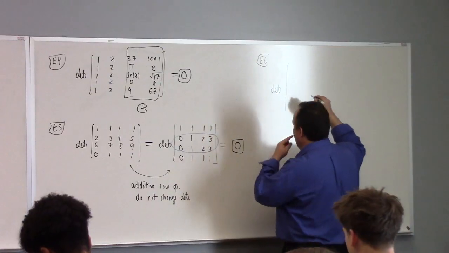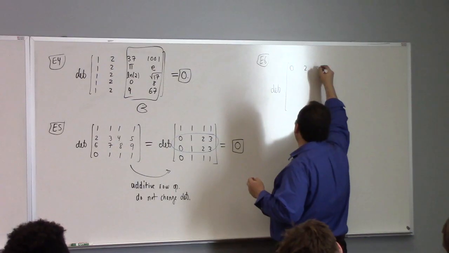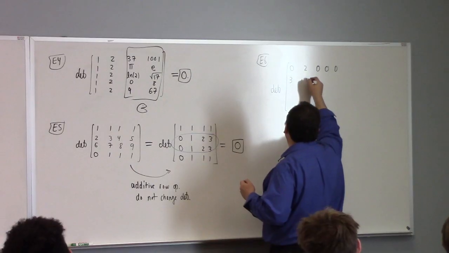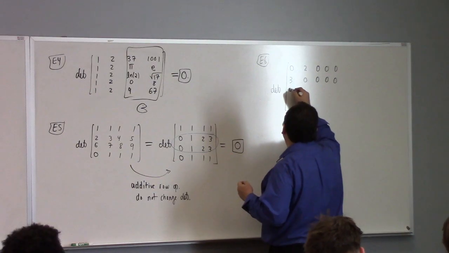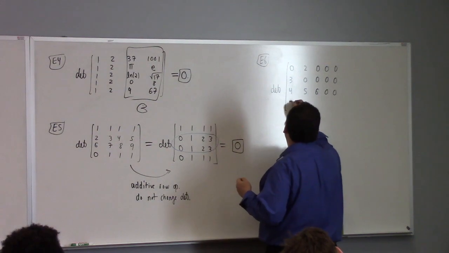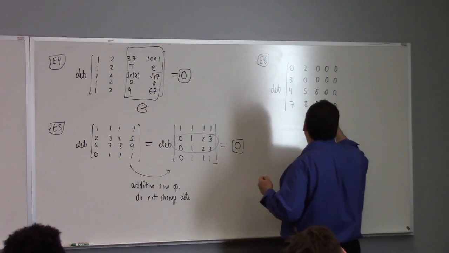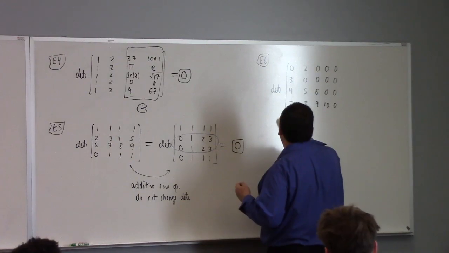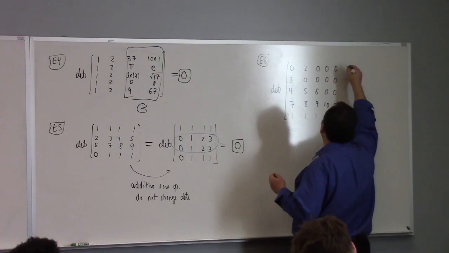All right, so if I got 0, 2, 0, 0, 0, 3, 0, 0, 0, 0. Let's see here. 4, 5, 6, 0, 0, 7, 8, 9, 10, 0, and finally, I don't know, 1, 1, 1, 1, 1, there.